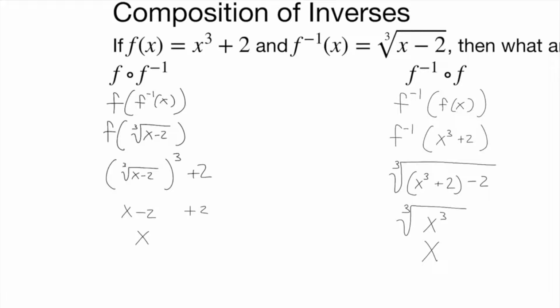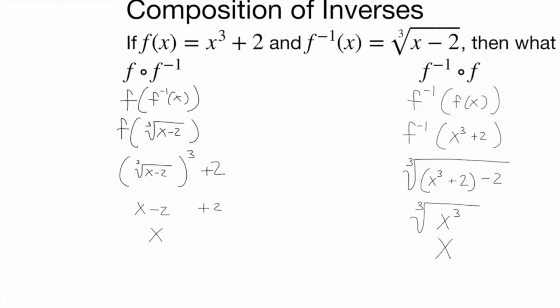So if you compose, it kind of makes sense. If you take the input and pass it through the function, and then pass the output through the inverse, whatever number you start off with is the number that you're left with. A function composed with its inverse will just give you x.